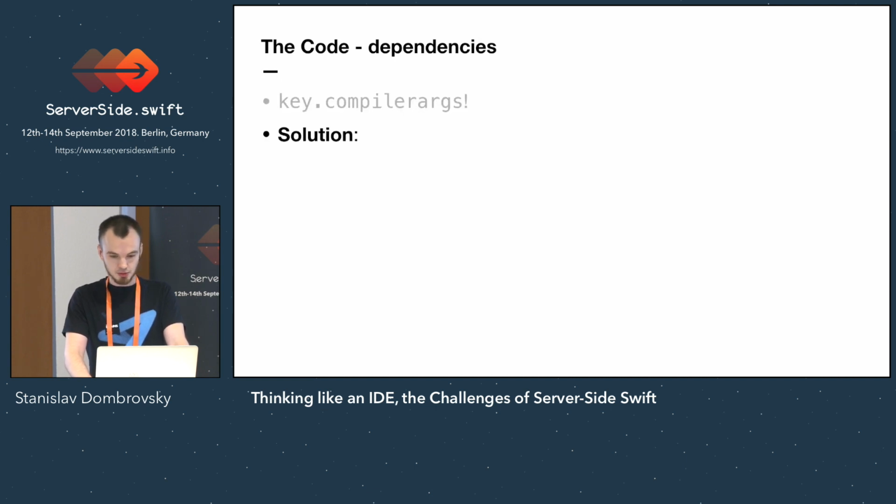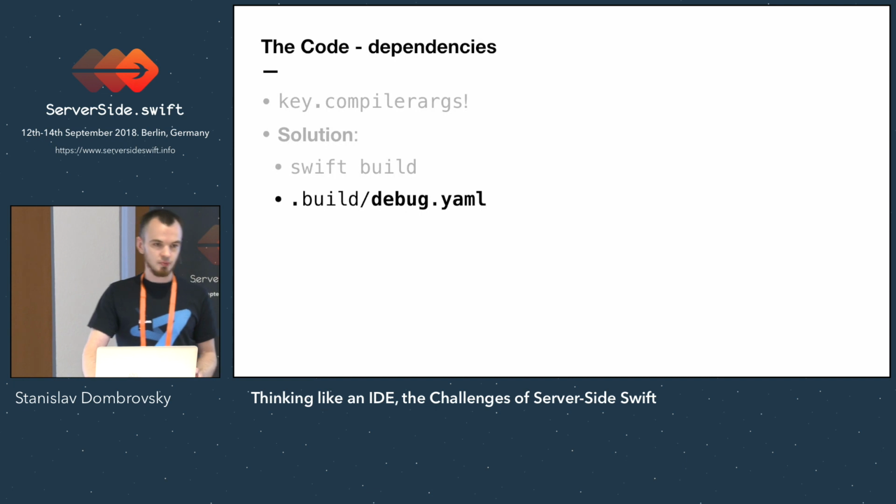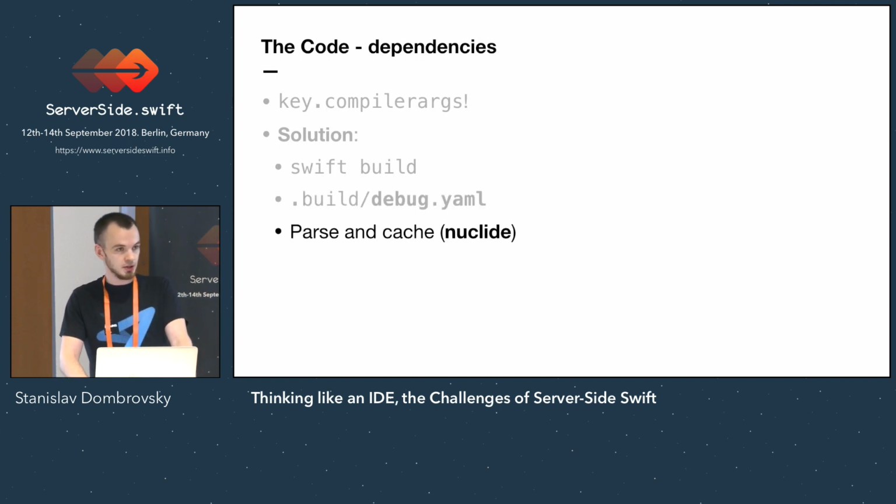And here we have a solution. The solution will be to first build the project, to get all the dependencies. Next, we need the debug YAML file inside the build folder, which contains all the compiler arguments for each code file in our project, specified for the specific module in our project, because submitting the module name is also very important if we, for example, are trying to invoke the completion. Next, we can parse and cache it in the same way as Nuclide does for now.